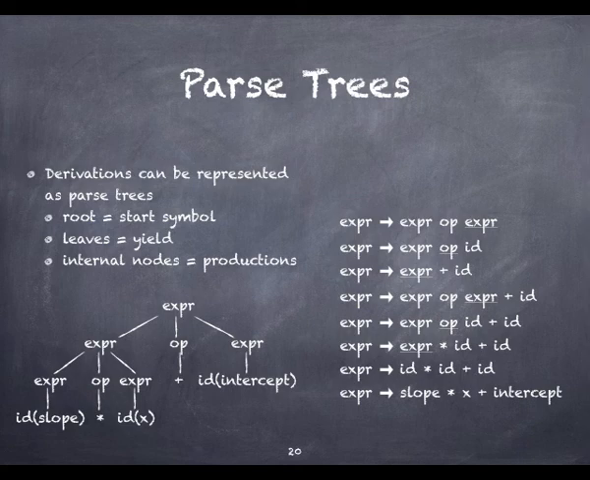The tree is not unique. At the second level of the tree, we could have chosen to turn the operator into a star instead of a plus, and to further expand the expression on the right rather than the one on the left, which would have given us a parse tree that looks like this.